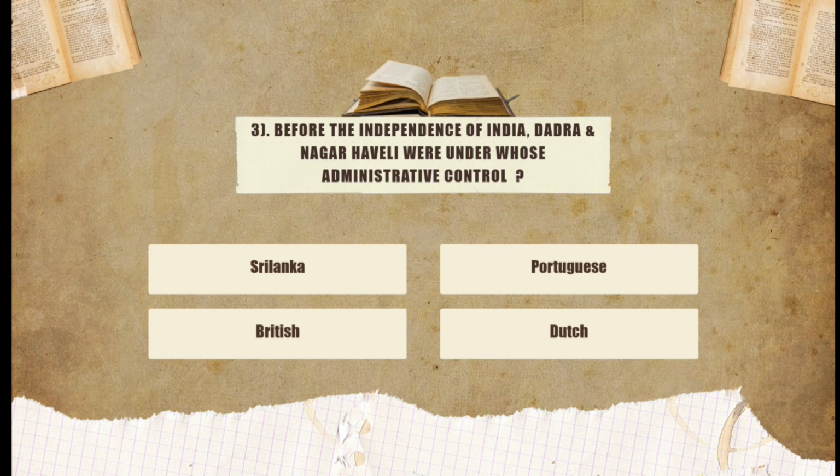The options for question number three are: Sri Lanka, British, Portuguese, and Dutch. The correct answer is that Dadra and Nagar Haveli, before Indian independence, was under the administrative control of the Portuguese. Okay. Next question, question number four.